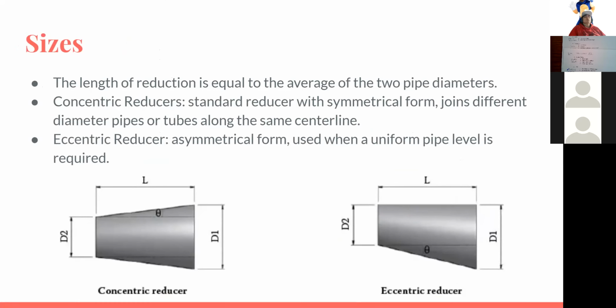Sizes. The length of reduction is equal to the average of the two pipe diameters or bores. The concentric reducers are standard reducers with symmetrical form. They join two different diameter pipes or tubes along the same center line or axis. And eccentric reducers are asymmetrical in form and are used when a uniform pipe level is required.